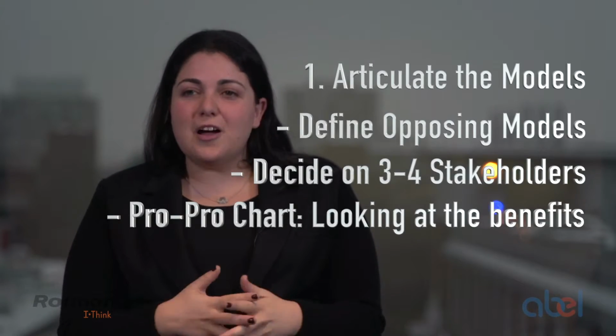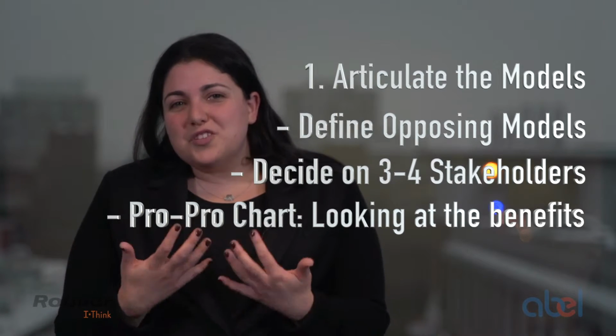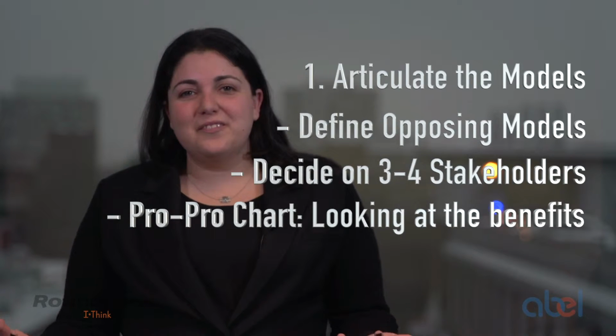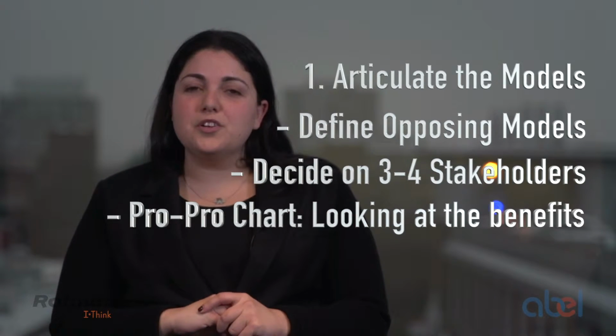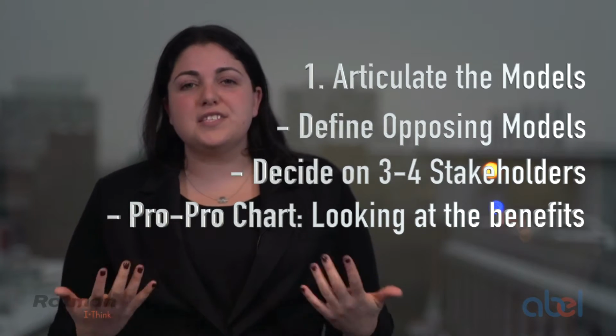The last task in this step is actually the part that makes integrative thinking one of the most differentiated parts of our problem solving, which is the pro-pro chart. Oftentimes we'll do pro-con lists when we have to make decisions, and then we just get more deflated around what the options are. When you do a pro-pro chart, what you're looking at are what are the benefits for each of the opposing models for each of the stakeholders involved. And so at the end of step 1, you have your 2 models defined, your stakeholders decided on, and the benefits of each model to those stakeholders.